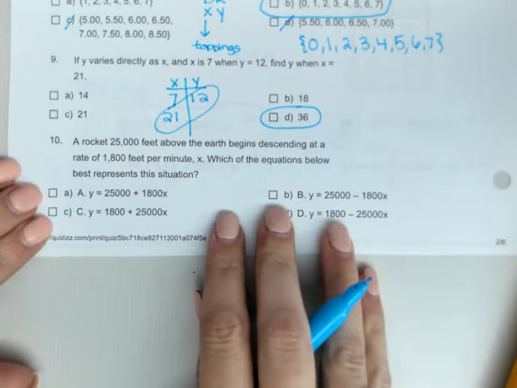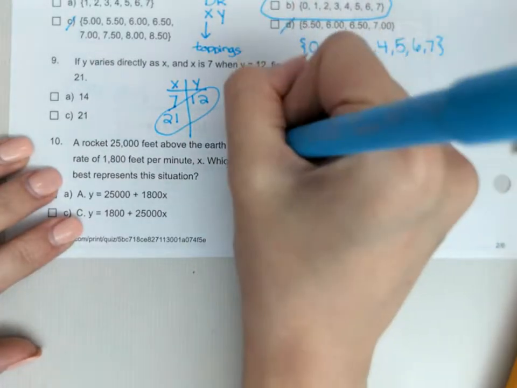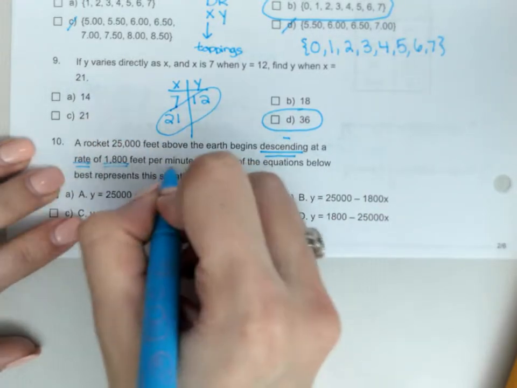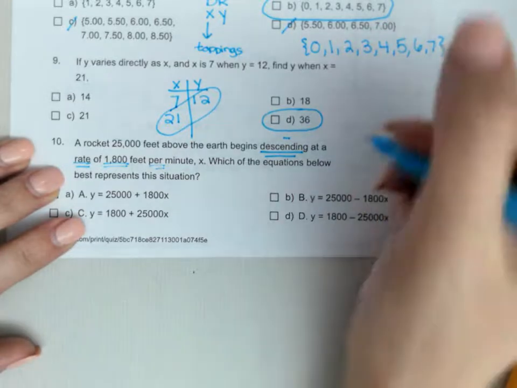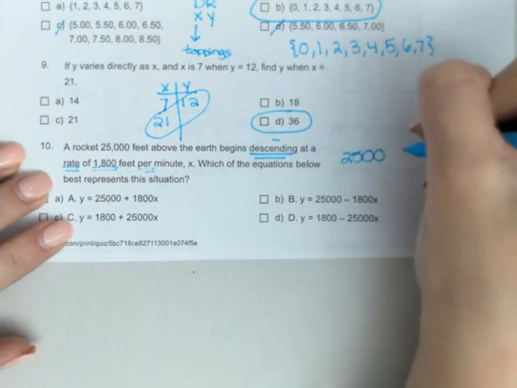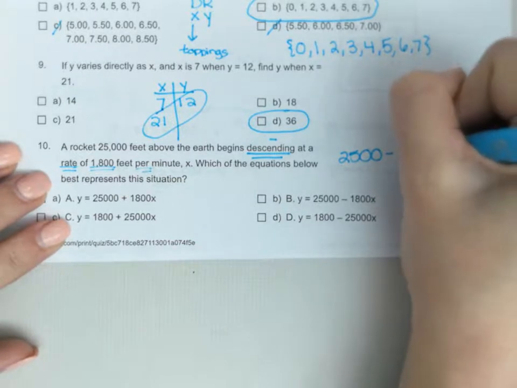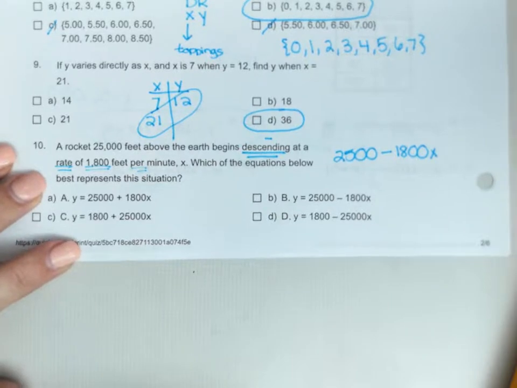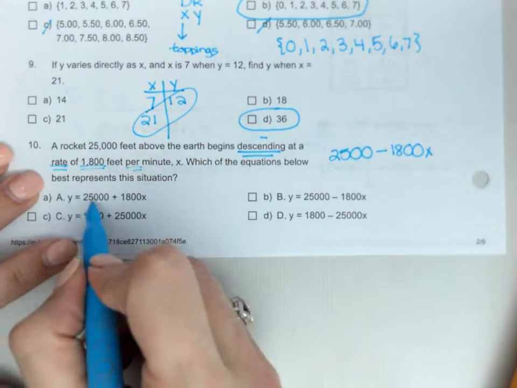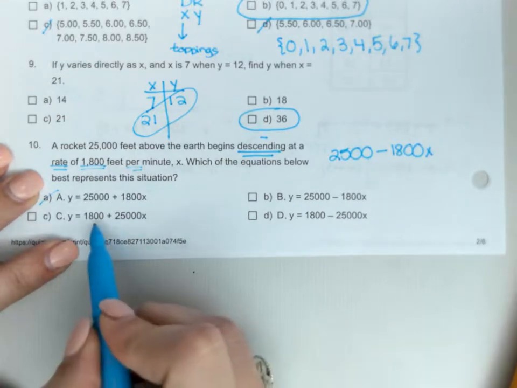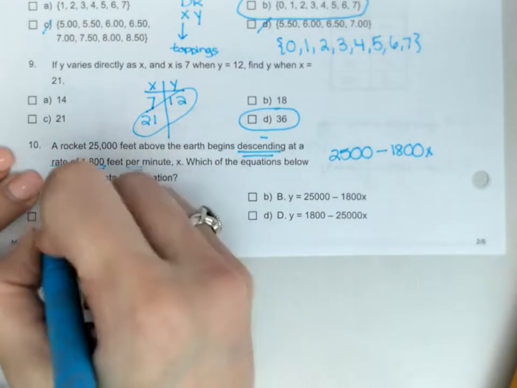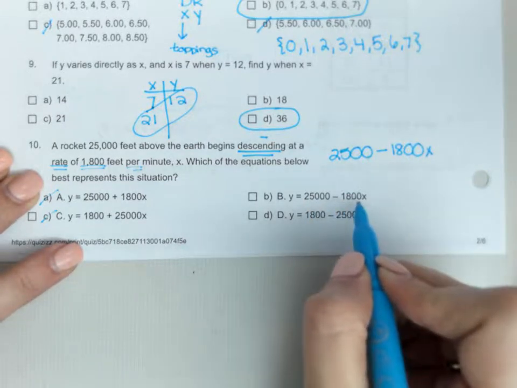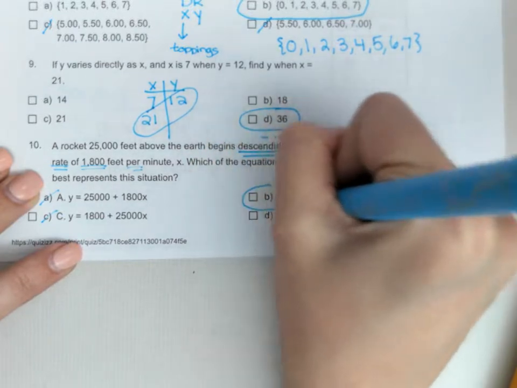A rocket 2,500 feet above the Earth begins descending, that means negative, at a rate of 1,800 feet per minute. So it's starting at this 2,500. It's descending at a rate, so that means 1,800 goes with the x. Which of the following equations best represents the situation? This is 2,500 plus, so it's not this one. This, again, is plus, and it doesn't have the 1,800 with the per or the x. Starts at 2,500, it's descending at 1,800 per. This is my answer.